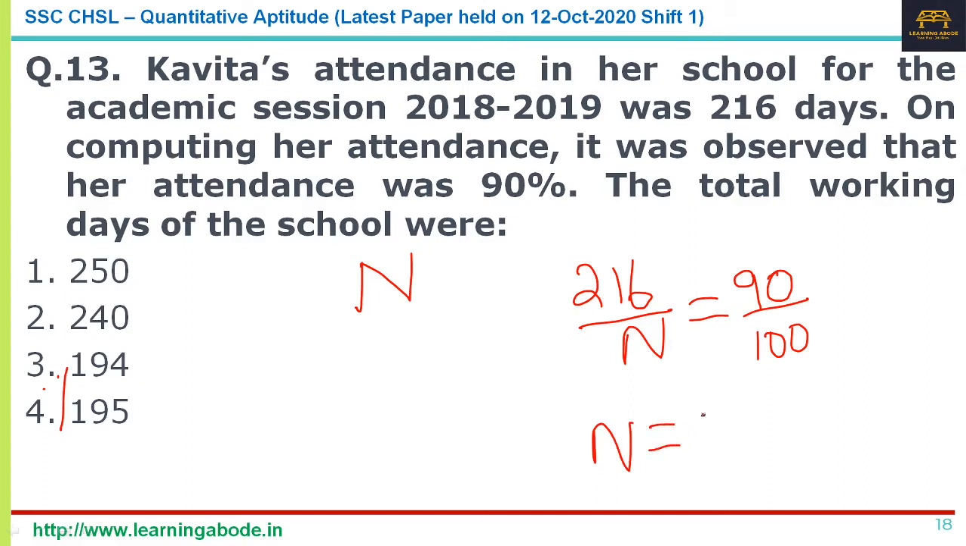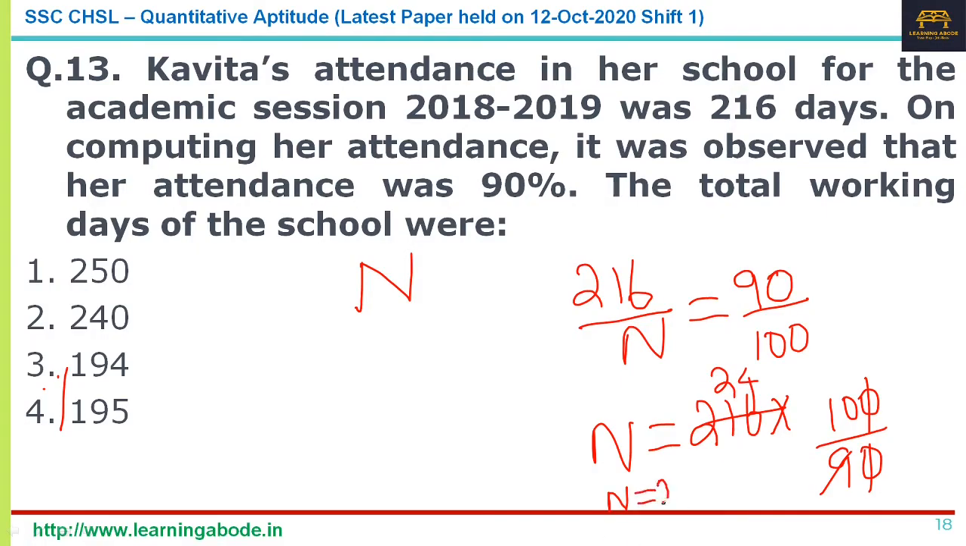That's the question, right? So n is equal to 216 into 100 by 90. So 0 and 0 go off, 9. 216 is 24 times 9. So the number of days is equal to 240. Or if you are good with numbers, you can directly say 90% is 216, what will be 100%? 240. That is 216 by 9. You can calculate it directly, or you can just write the steps like this and get the answer. The answer is option 2, 240.